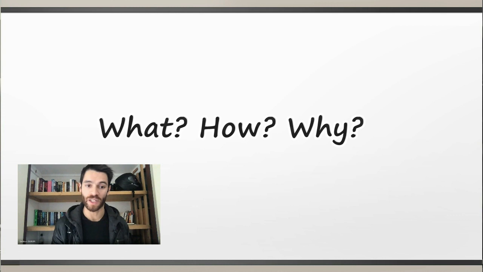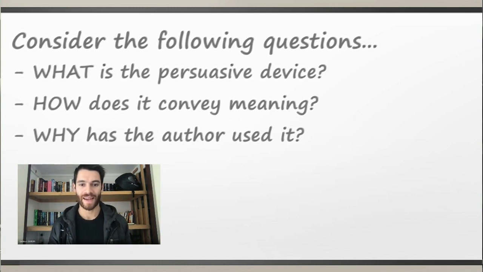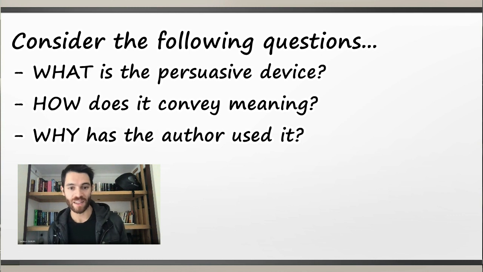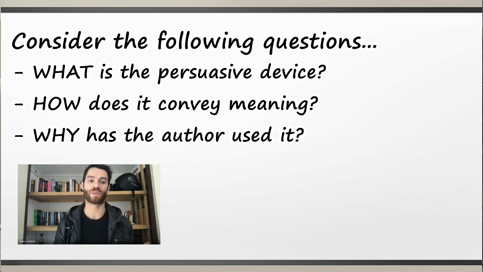Now, you can actually recycle this pattern of thinking or apply it on a smaller scale to each individual argument, in which case you'd be asking yourself, what is the persuasive device? How does it convey meaning? And why has the author used it? Now, if you're thinking of it in that way, then the what is the persuasive device question is answered by quoting the thing and identifying it by name too, if you want to. Then the how does it convey meaning question is answered by looking at the persuasive effect it generates. Or how does it position the audience to think, act, or feel? That's the effect.